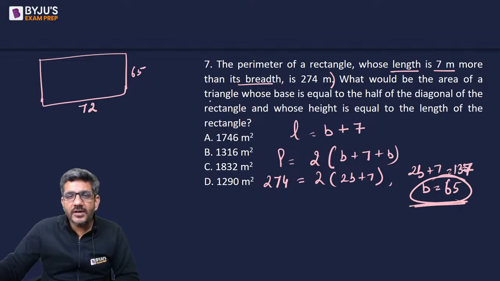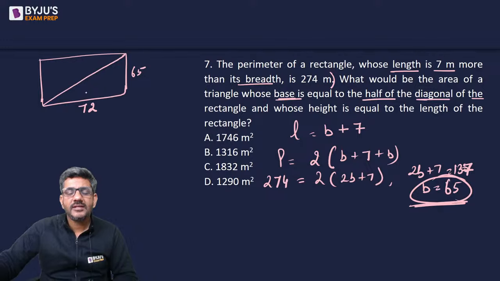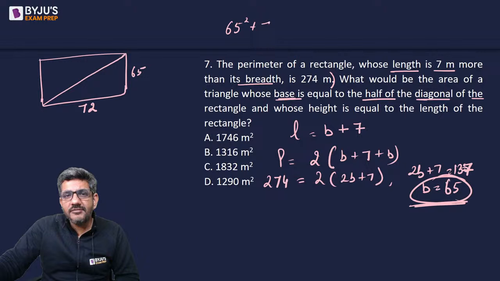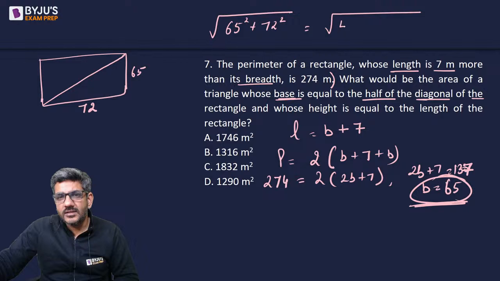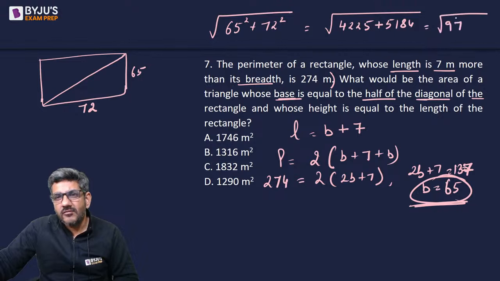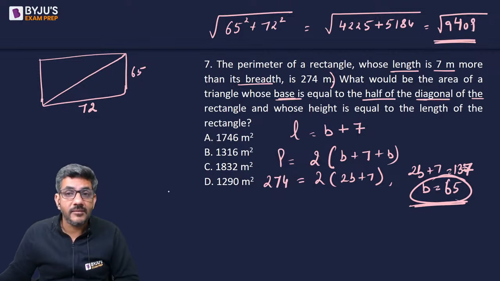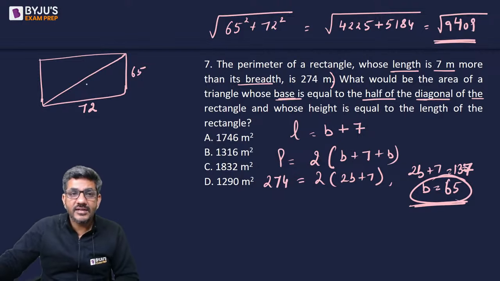What would be the area of a triangle whose base is equal to half of the diagonal of the rectangle? So I also have to calculate the diagonal of the rectangle now. How would I calculate that? Of course, using Pythagoras theorem. The square root of 65 square plus 72 square will be the diagonal. 65 square is 4225. 72 square is 5184. This whole is equal to 9409, and 9409 is the square of 97. So I can say that the diagonal is 97.